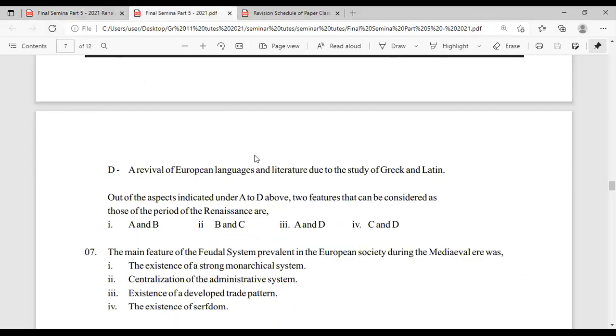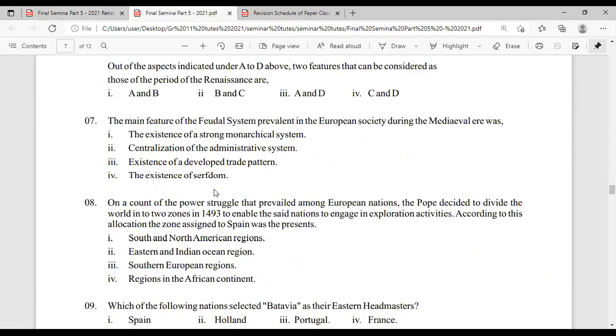Now the eighth question. On account of the power struggle that prevailed among European nations, the Pope decided to divide the world into two zones in 1493 to enable the said nations to engage in exploration activities. According to this allocation, the zone assigned to Spain was the present southern North American regions, eastern Indian Ocean regions, southern European regions, regions in the African continent. What is the answer?